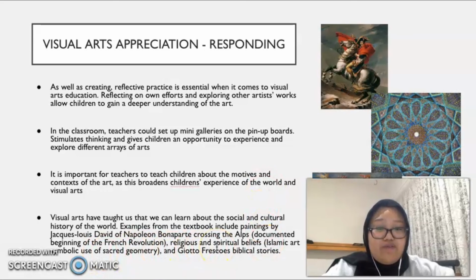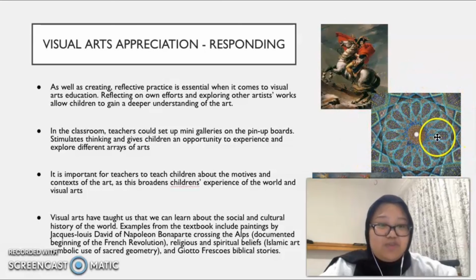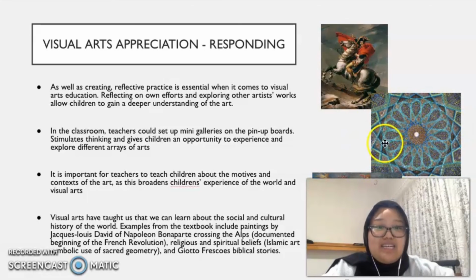And through art, there's also religious and spiritual beliefs that can be seen. So here we have Islamic art, which uses symbolic use of sacred geometry. You normally see this on the walls and roofs of mosques. And another example is Giotto frescoes, biblical stories.